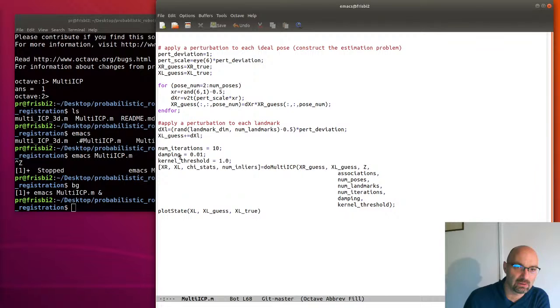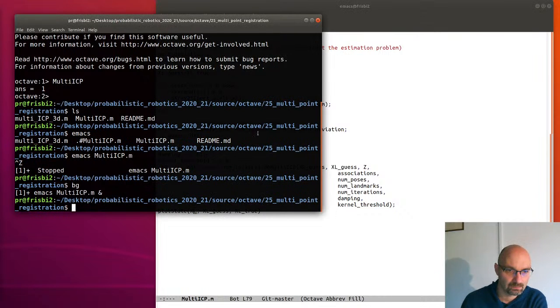Then we run 10 wonderful iterations. I put a little kernel, I think, I'm not sure, and a damping, and then we plot the state. Plotting the state, we just plot the 2D projection of the landmark positions, even if we know that they will be represented in 3D. Yeah, but let's make it simple. The rest of the code was in the slides, so I'm not commenting on it.